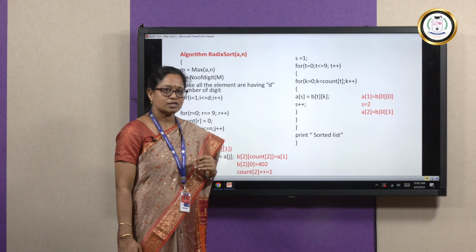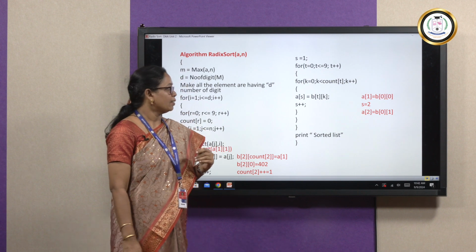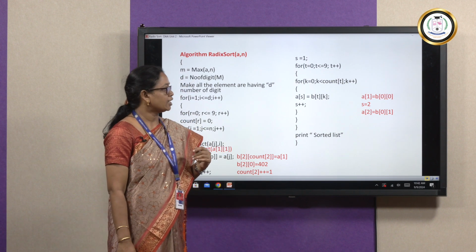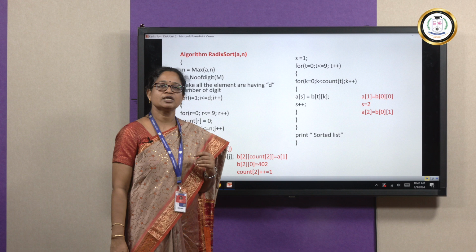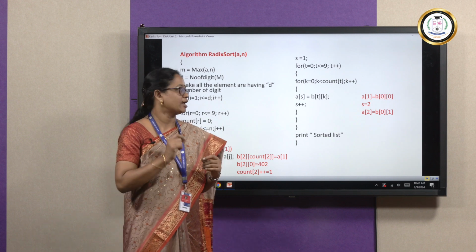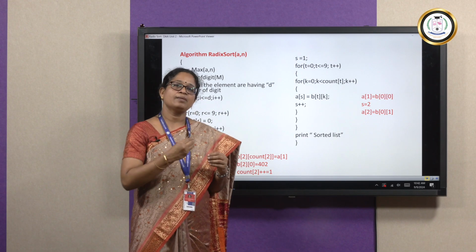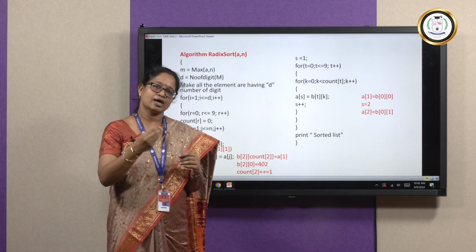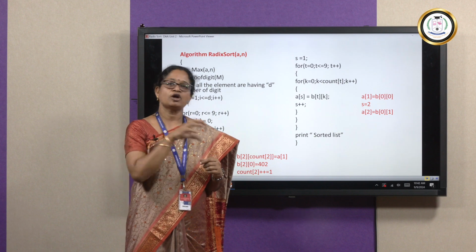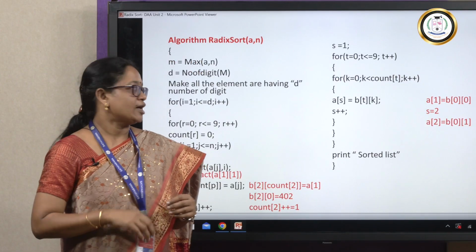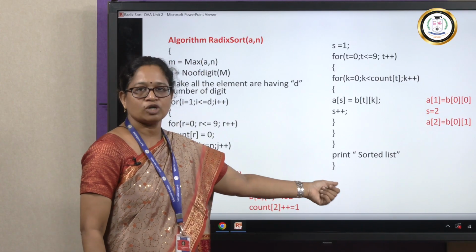So by the side, the explanation is given. B of 0, 0 is taken and it is inserted in the first place of the A array. That is, the element at the 0th row, 0th column is taken and it should be placed in the first location in the array A. So likewise we take the elements from each and every array from B and we write them into one A array. So finally we get the sorted list.